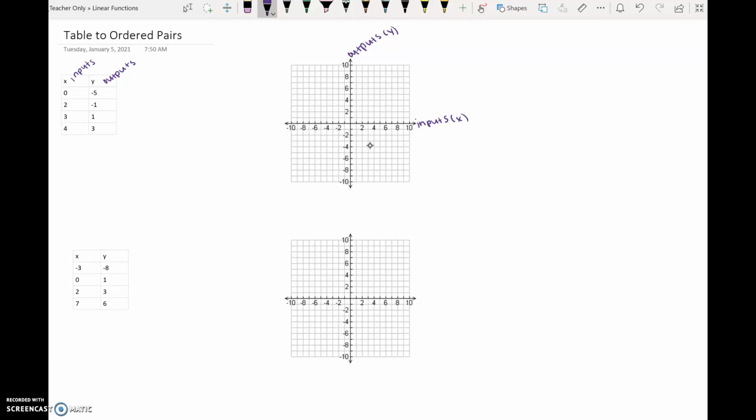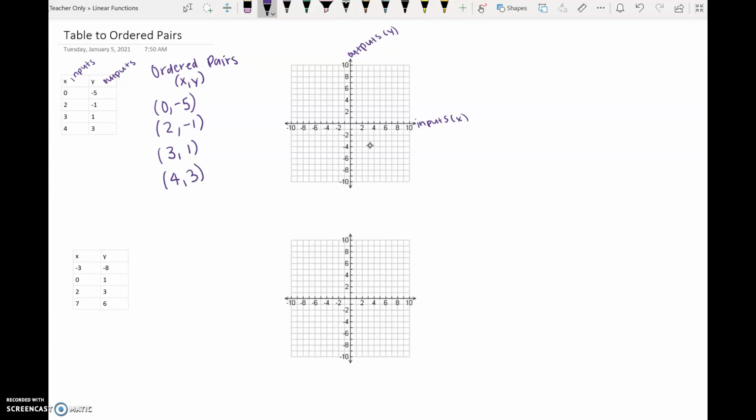We want to change this table into ordered pairs so that we can graph them. Remember, ordered pairs look like this: X, Y. So if I want to change a table into an ordered pair, I just need to look at what input goes with what output. So if I look first at 0, 0 matches to -5. 2 matches to -1. 3 matches to 1. And 4 matches to 3.